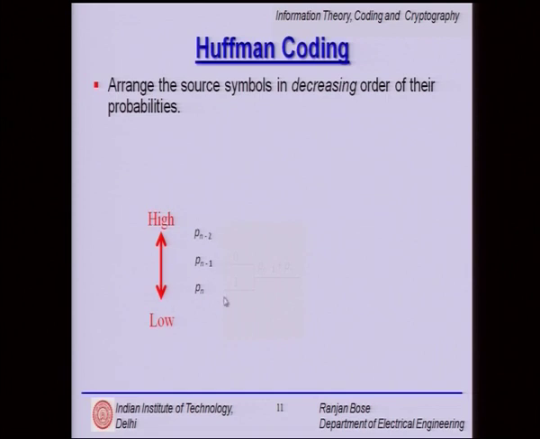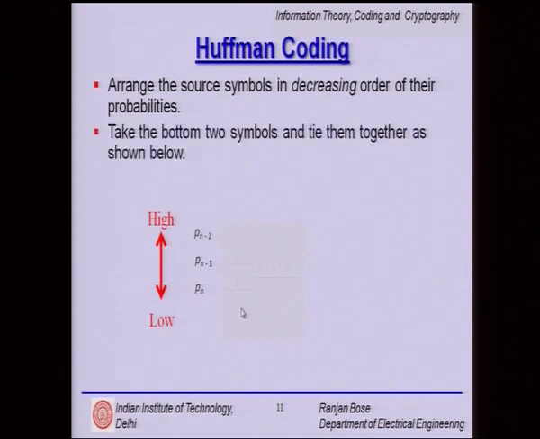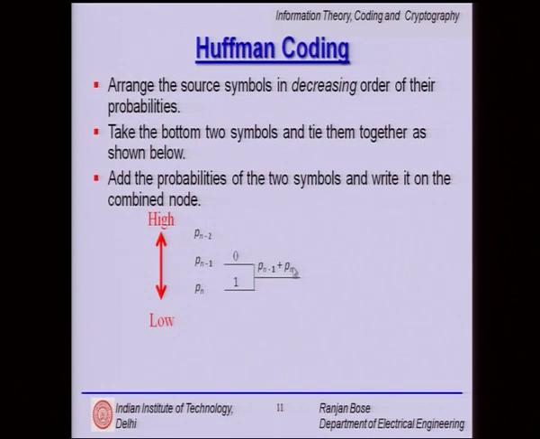So, we focus our attention on the bottom of the ladder. What we do is take the bottom two, and we will explain the rationale behind it, but the first idea is to take the bottom two and combine them. How do you combine them? You tie them up together and add their probabilities. So, in essence we are making one complex signal from the bottom two symbols which are least probable. And then once we add them, we write the net probabilities, because probabilities will add up.